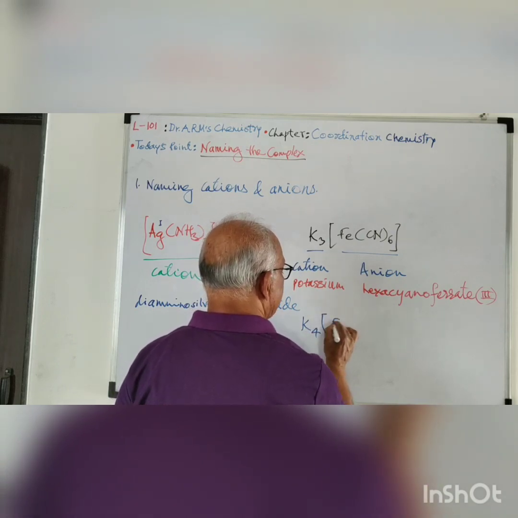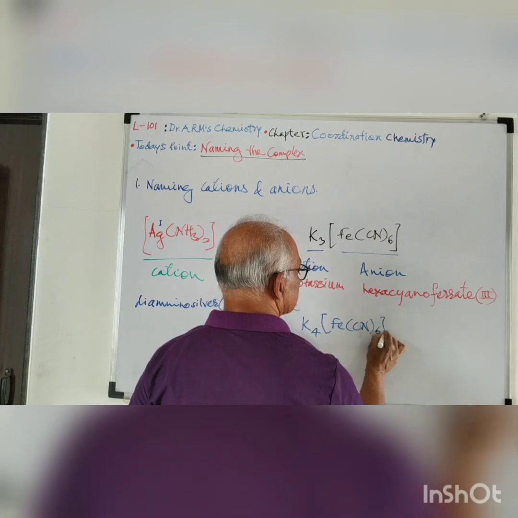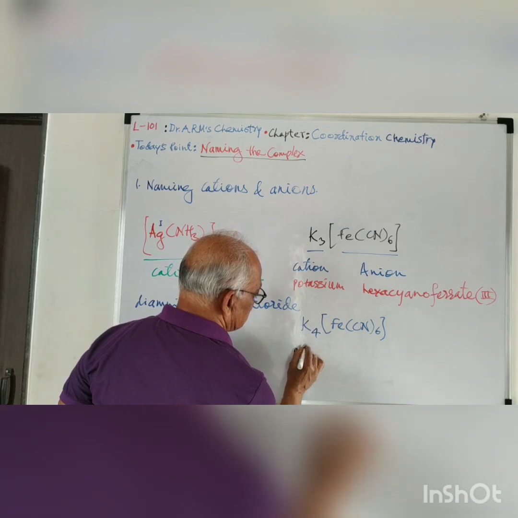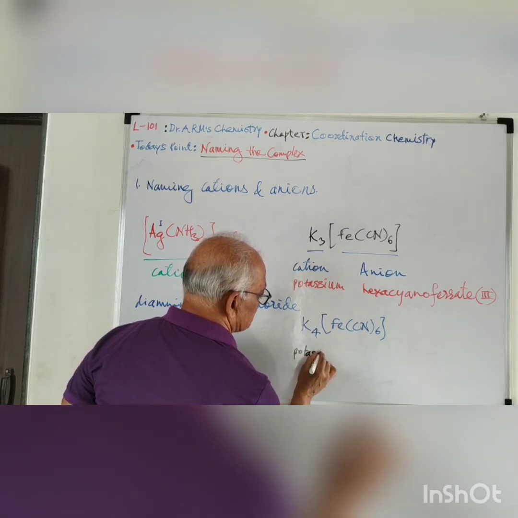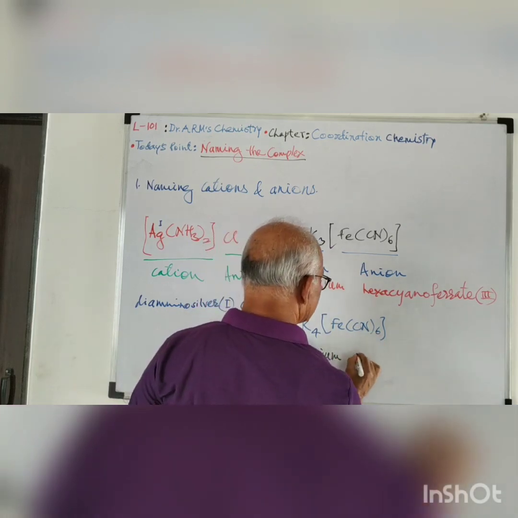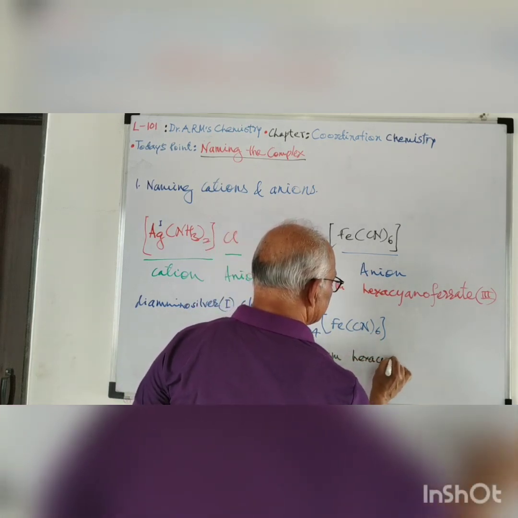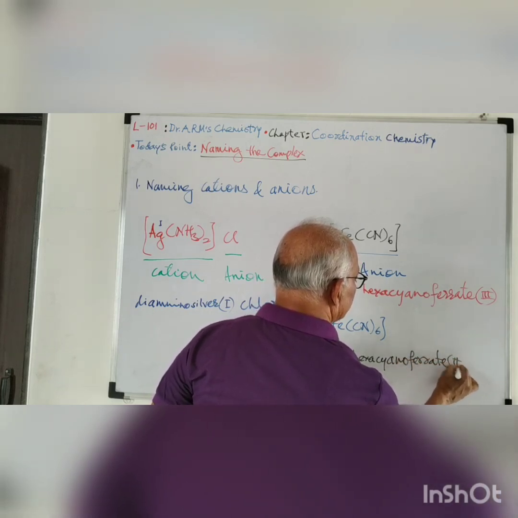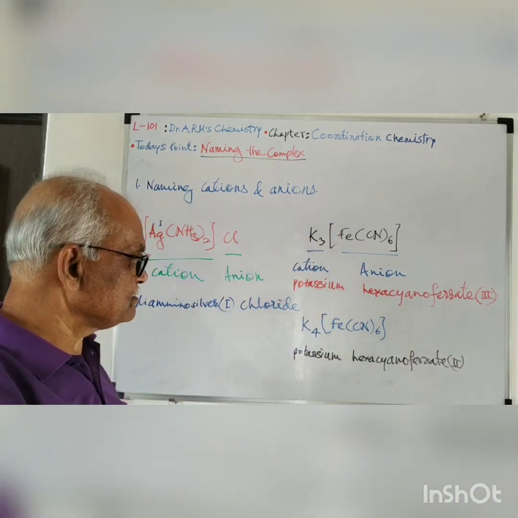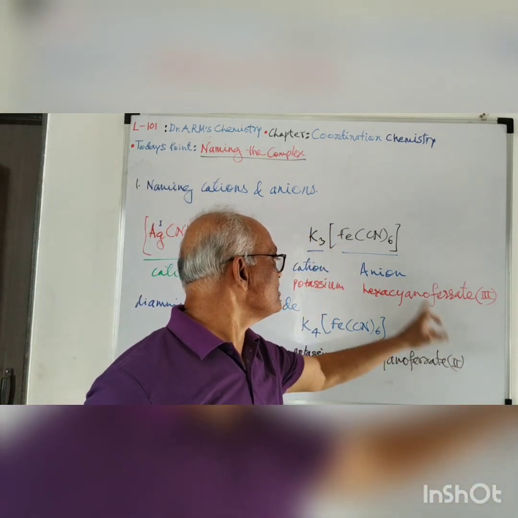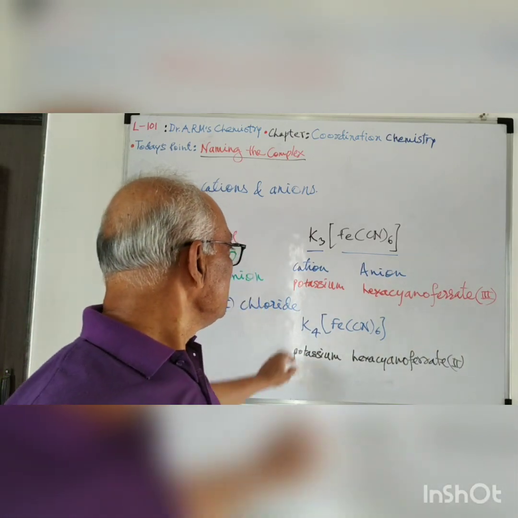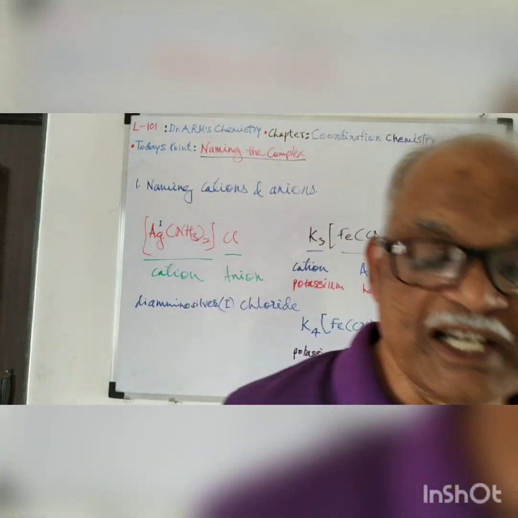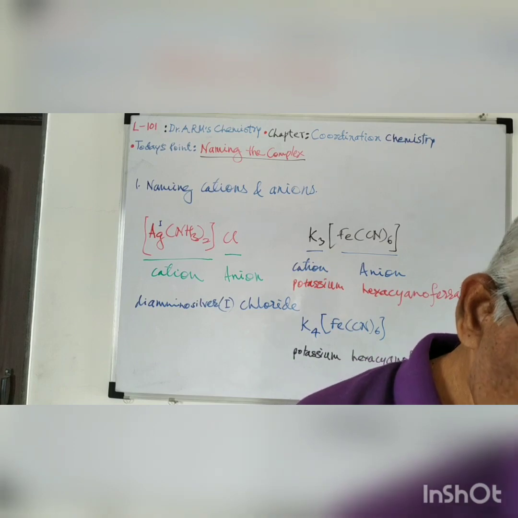For example, if we have another complex, K4FeCl6 (K4Fe(CN)6), then the name of this complex is also potassium hexacyanoferrate, but with oxidation state 2. The oxidation state is different, so that is the only difference. Here it is K4, there it is K3. There is no need to indicate the number of metal ions, that is K. So this is the first rule.